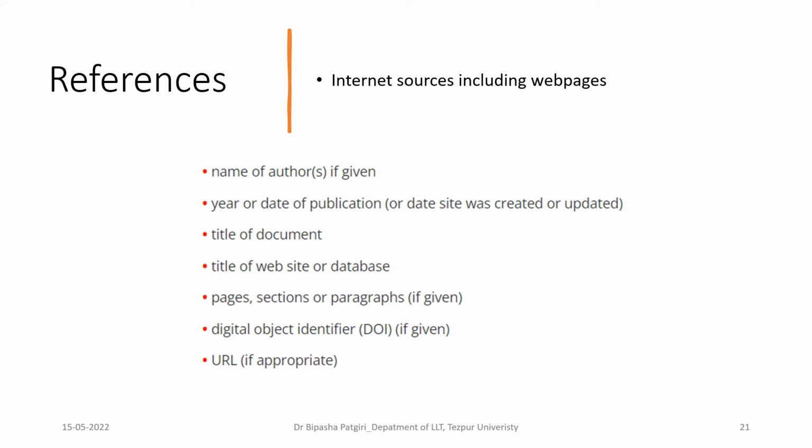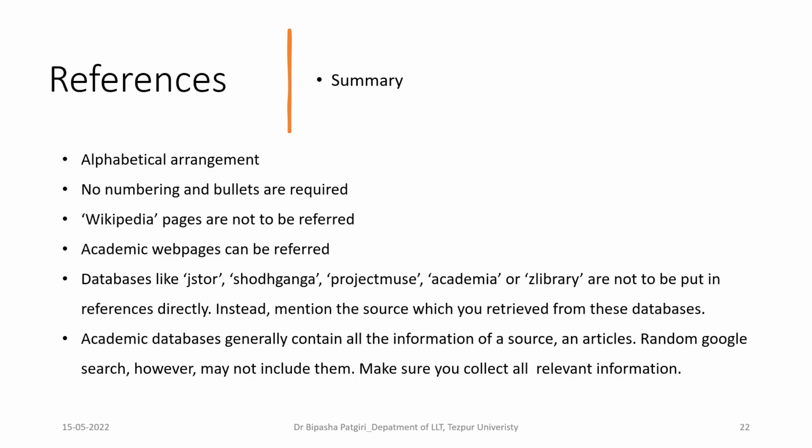So you should write the title of the document, followed by the title of the website or the database. WALS is a database, as you know. Then pages, sections, paragraphs, if given. These are optional. The digital object identifier, if given, should be mentioned by you, and the exact URL should be given. In most cases, you should give the URL if appropriately presented.